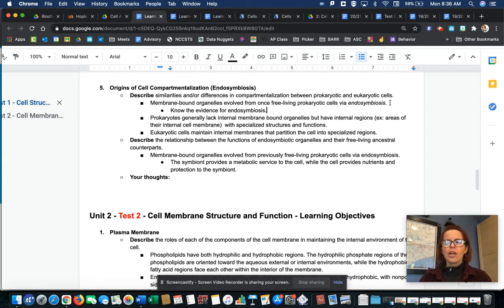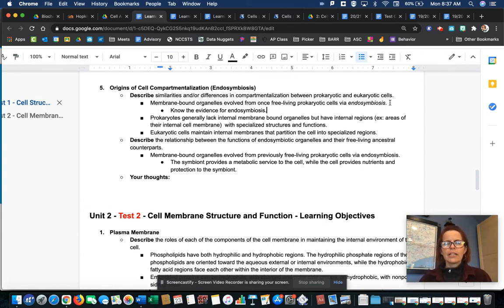So prokaryotes generally lack internal membrane-bound organelles, but they have internal regions. So for example, within their cell membrane itself, they have specialized areas that have special structures and functions. So they're able to do a lot of the things that the big cells are able to do, but the big cells do them in little specific areas in organelles, whereas the small prokaryotic cells do it in a specific area of the cell membrane.